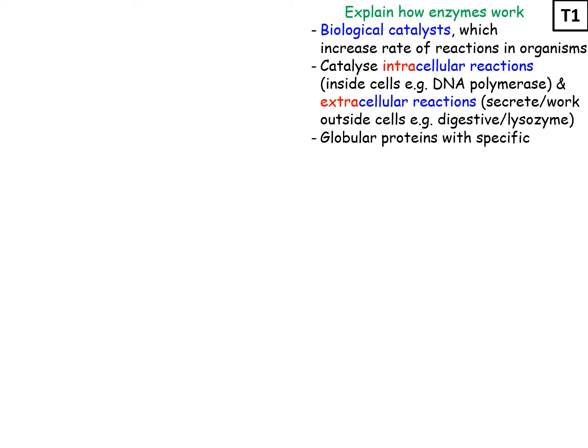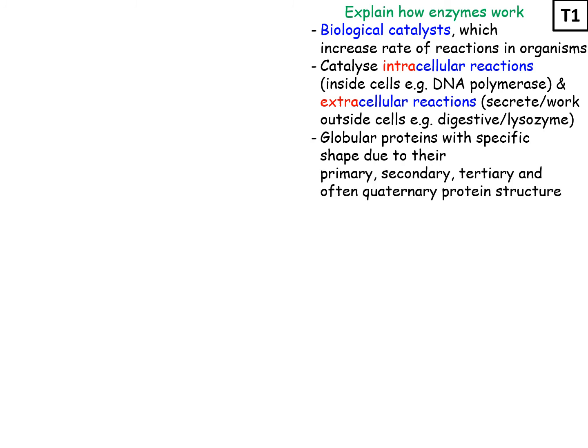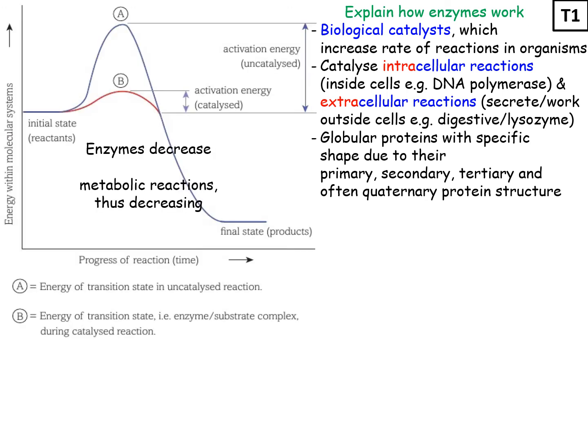All enzymes are globular proteins because they have a specific shape due to their primary, secondary, tertiary, and often the quaternary protein structure. So how do enzymes increase the rate of reaction? It's because enzymes decrease the activation energy of metabolic reactions, thus decreasing the reaction time, and this increases the rate of reactions.